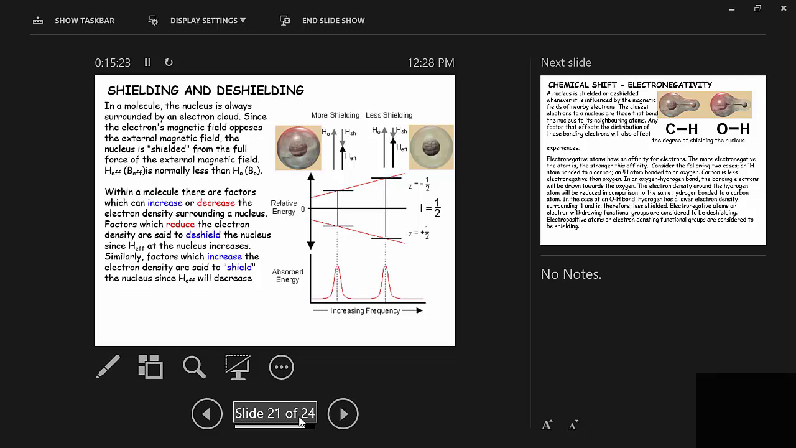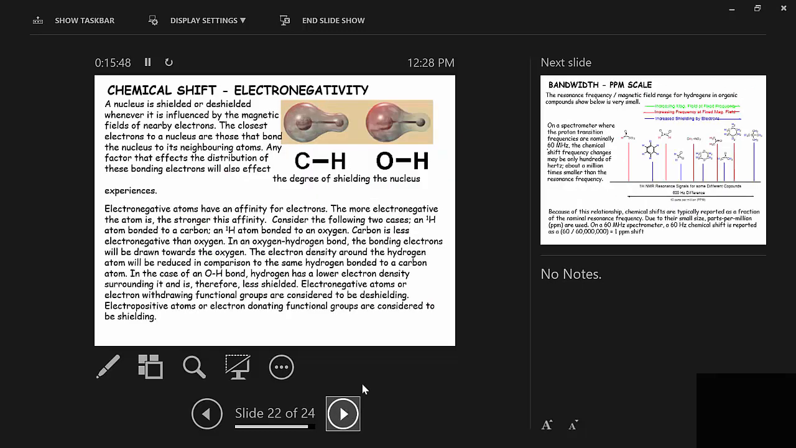Okay, the less shielded, so if we strip away some of the electron cloud here, then we have less shielding. Less shielding means it'll see more of the external magnetic field, and so it shifts the frequency. This is called chemical shift. The chemical shift is at what energy it absorbs. And different things will have different chemical shifts. And so which one is going to be more shielded? A carbon hydrogen or oxygen hydrogen? Which is going to be more shielded? Hydrogen bonded to carbon or hydrogen bonded to oxygen?